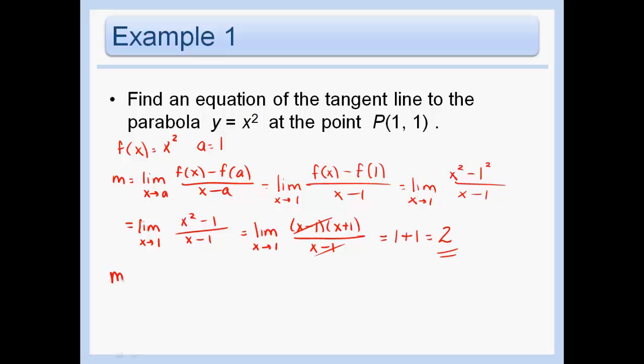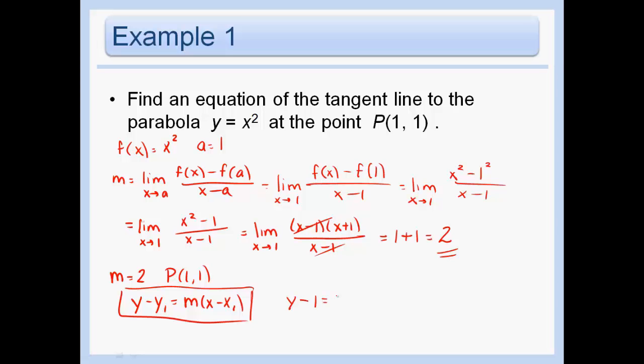We have a slope. We have a point. Please remember this formula. y minus y1 equals the slope times x minus x1. Okay, so let's just plug in our information. y minus 1 equals 2 times x minus 1, and just y equals 2 times x minus 1 plus 1. We can just leave our answer like that and we're done.